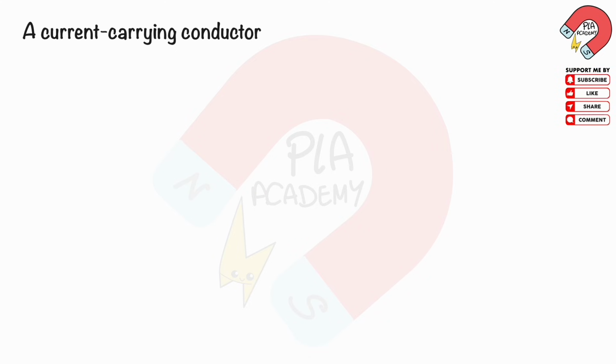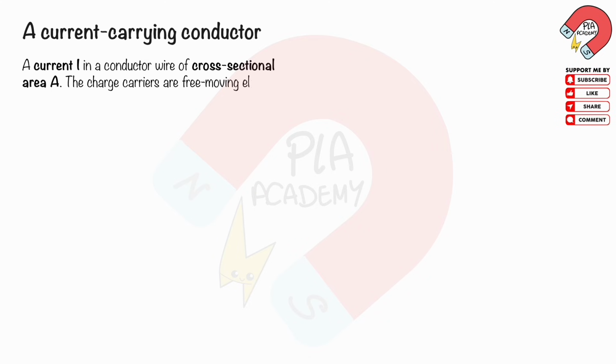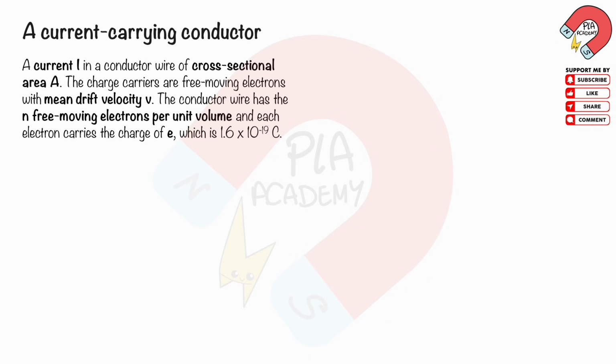A current-carrying conductor. A current I in a conductor wire of cross-sectional area A. The charge carriers are free-moving electrons with mean drift velocity v. The conductor wire has n free-moving electrons per unit volume, and each electron carries the charge of e, which is 1.6 times 10 power negative 19 coulombs.